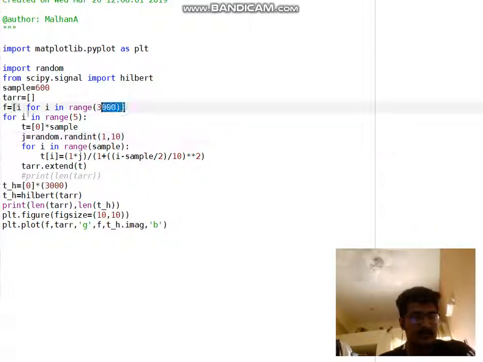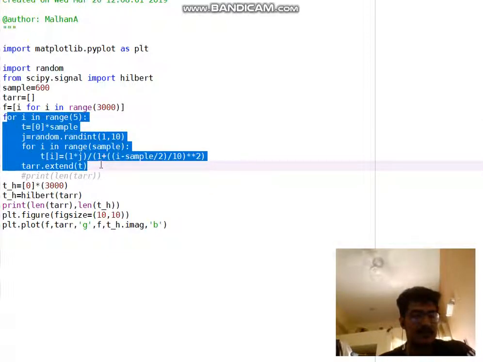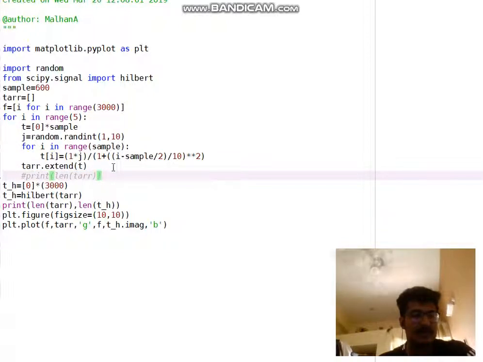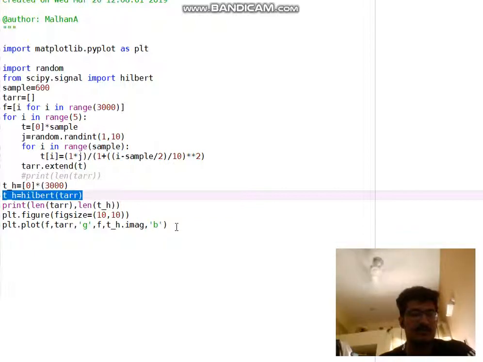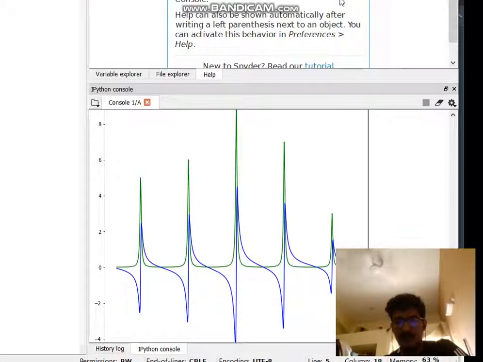Here we're creating an array of 3000 elements, and in this loop we are making our array of the input signal, which looks like 1 by 1 plus t square shifted at different times and with different amplitudes. This is our initialization for the Hilbert transform, and this helps us in calculating it. Now we'll plot the input signal and its Hilbert transform, and let's look at how that looks. So let's see. Oh, wonderful!